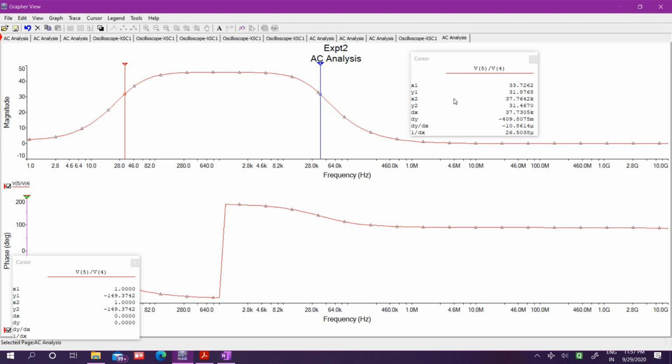On the same line, we can again discuss experiment number 3, which is the current series feedback amplifier, in which we can also find all these parameters with negative feedback. So this is all about experiment number 3. Sorry, experiment number 2.